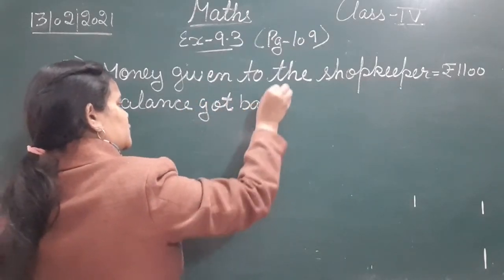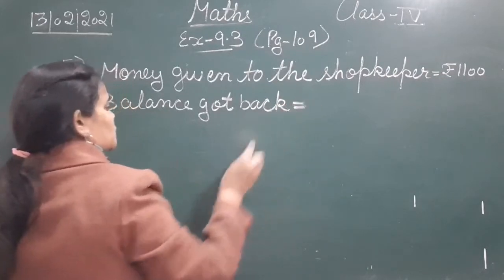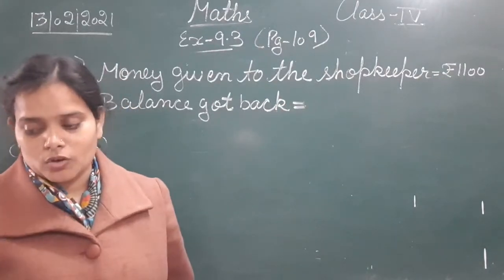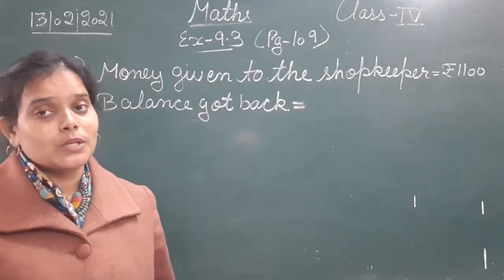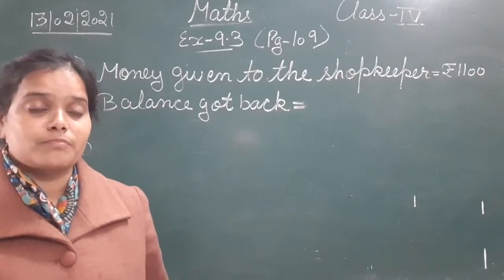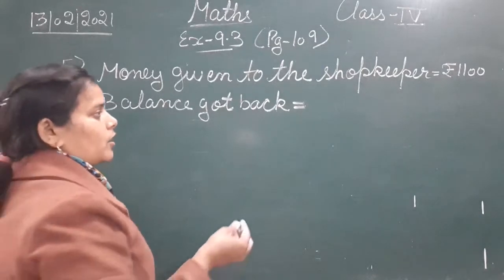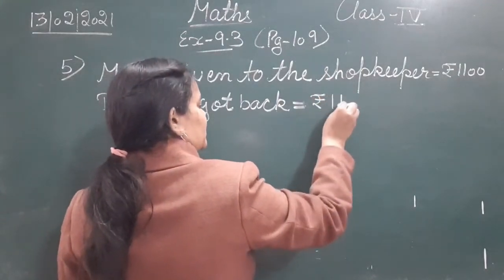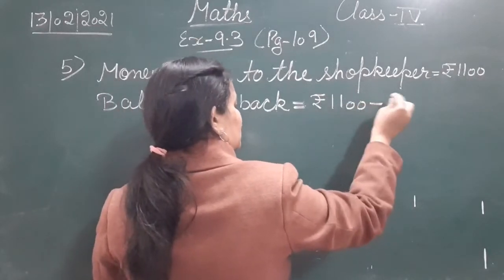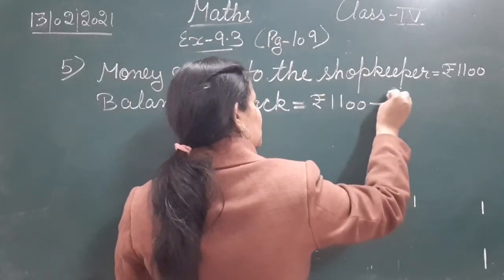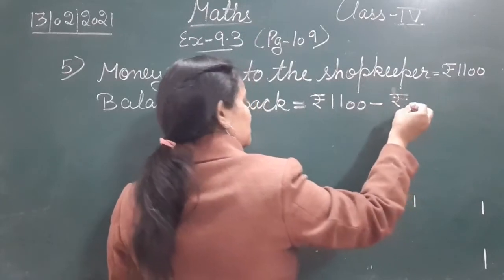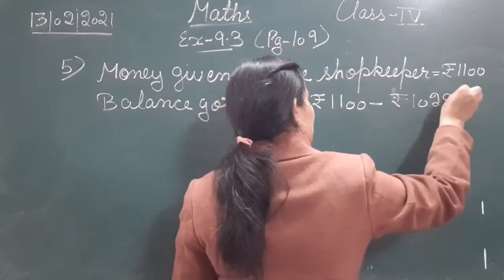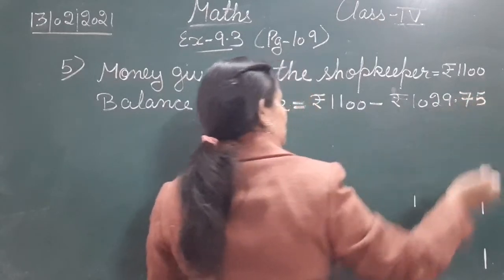तो देखिए इसी के नीचे आप balance got back निकालेंगे. So the total money he had paid was 1100. The cost of all the items that he purchased is 1029 rupees and 75 paise. So balance got back. For this we will subtract 1100 rupees minus 1029 rupees and 75 paise.